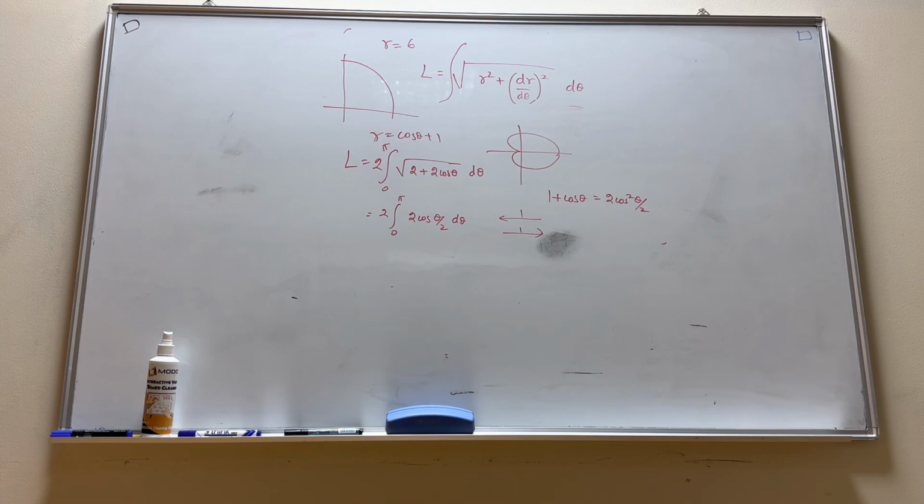The square root removes the square. So 2 cos theta by 2 becomes sine theta by 2 by 2. This 1 by 2 gives another 2, so it's 4 sine theta by 2. And then we are multiplying this whole thing by 2. 8. Final answer.